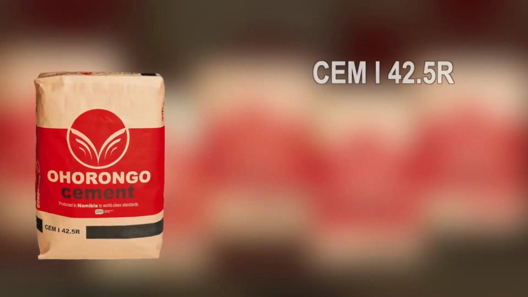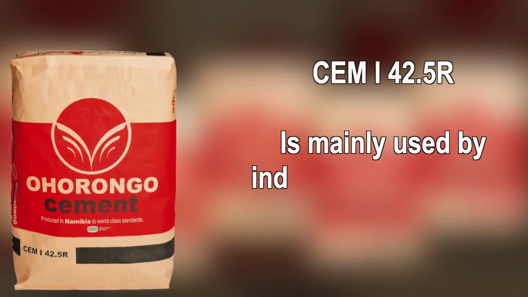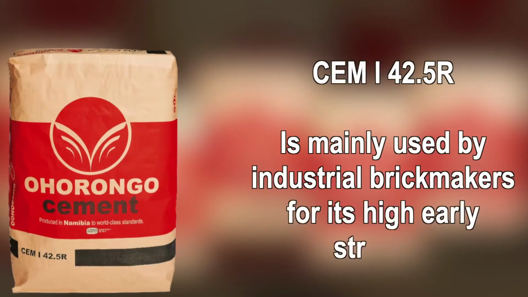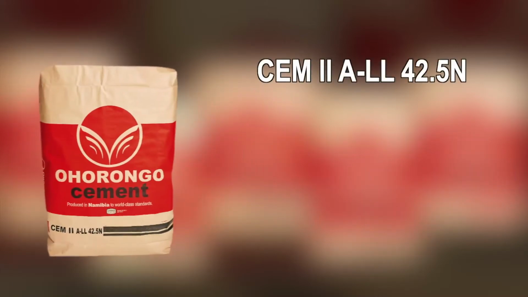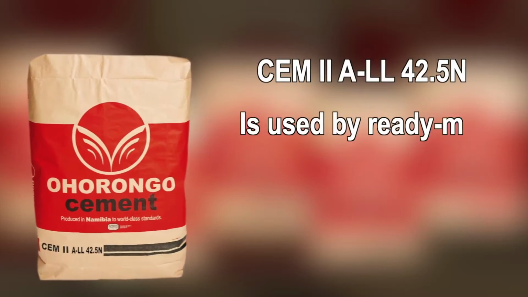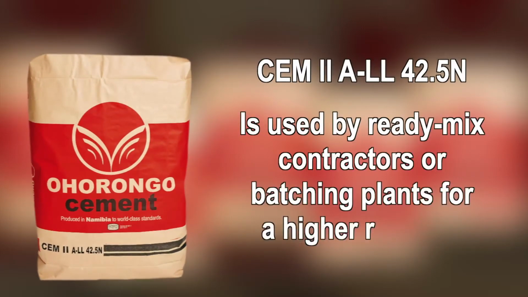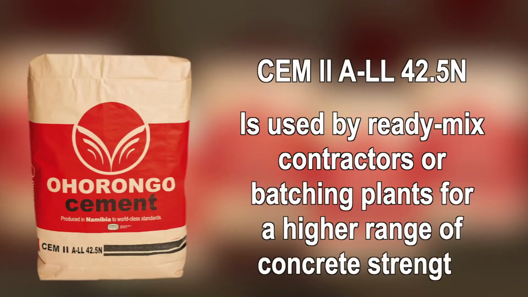CEM1 42.5R is mainly used by industrial brickmakers for its high early strength, but could also be used for blending as it is a pure Portland cement. CEM2 ALL 42.5N is used by ready-mix contractors or batching plants because you can achieve a higher range of concrete strength.